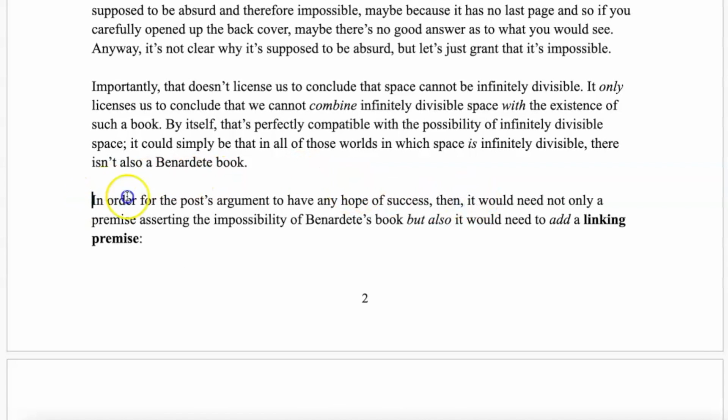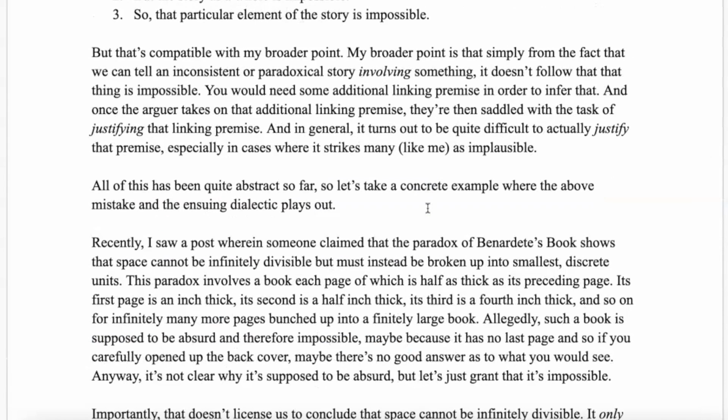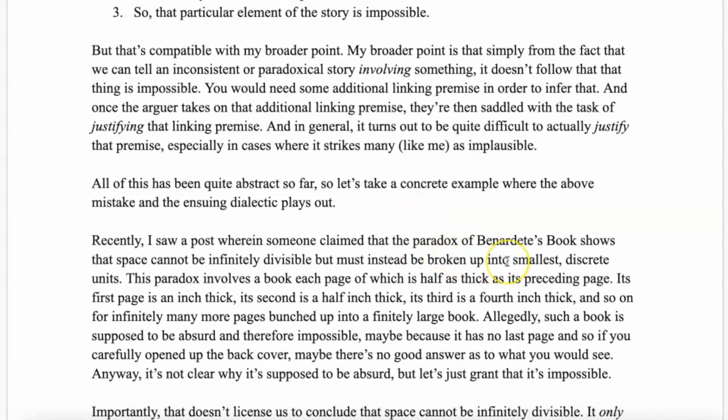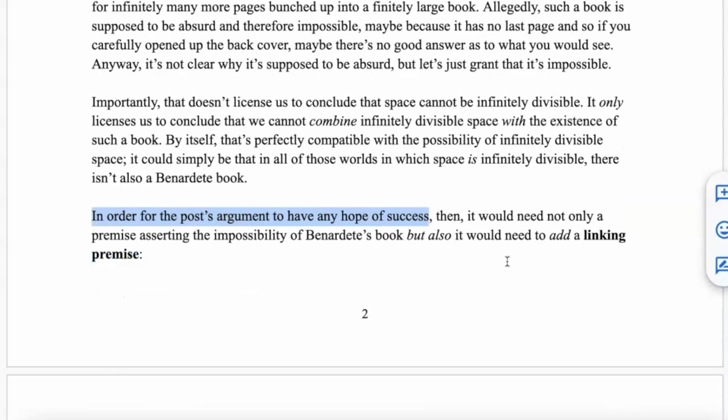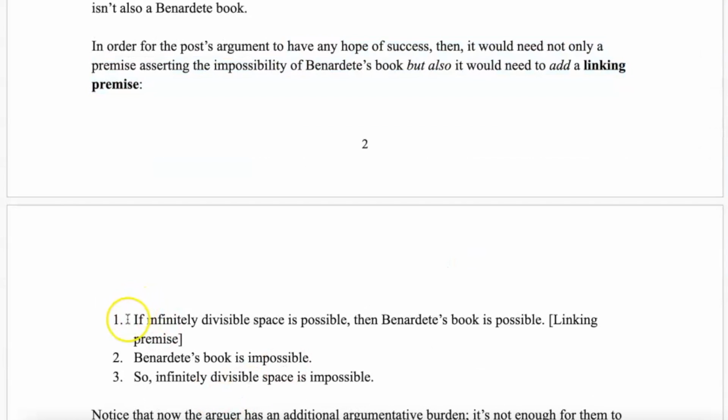So in order for the post's argument to have any hope of success, right, remember the post, it was a post that's trying to prove that space must be broken up into the smallest discrete units by appeal to Benardete's book. In order to have any hopes of success, it would need not only a premise asserting the impossibility of Benardete's book, but also it would need to add a linking premise, right? So here's the linking premise. 1, if infinitely divisible space is possible, then Benardete's book is possible. 2, Benardete's book is impossible. So infinitely divisible space is impossible.